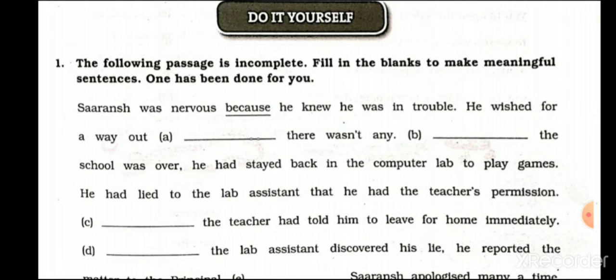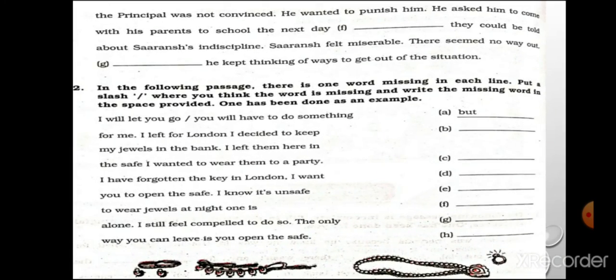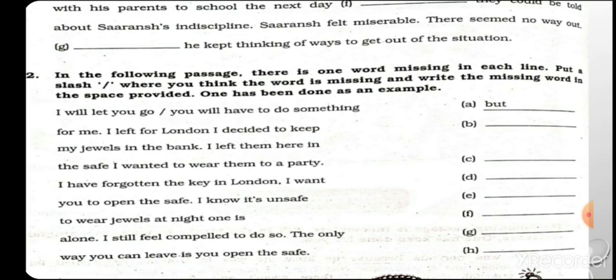The students, in worksheet number 2 here, in the following passage, there is one word missing in each line. Put a slash where you think the word is missing and write the missing word in the space provided. One has been done as an example. Yes students, here you have to put a slash wherever the word is missing. And after that students, write down the correct answer there, or we can say write down the correct linker there. Okay students, try this part yourself and complete chapter number 11 in your practice book.